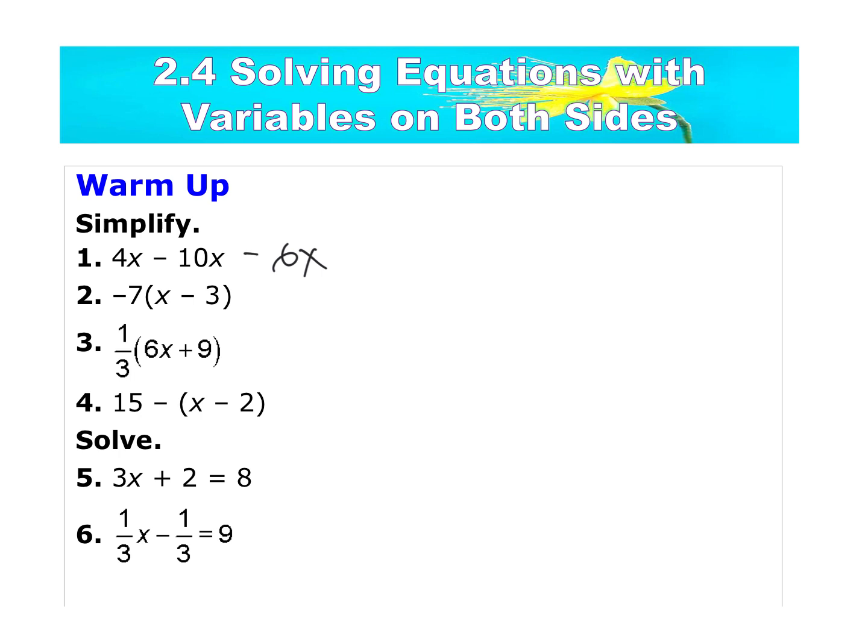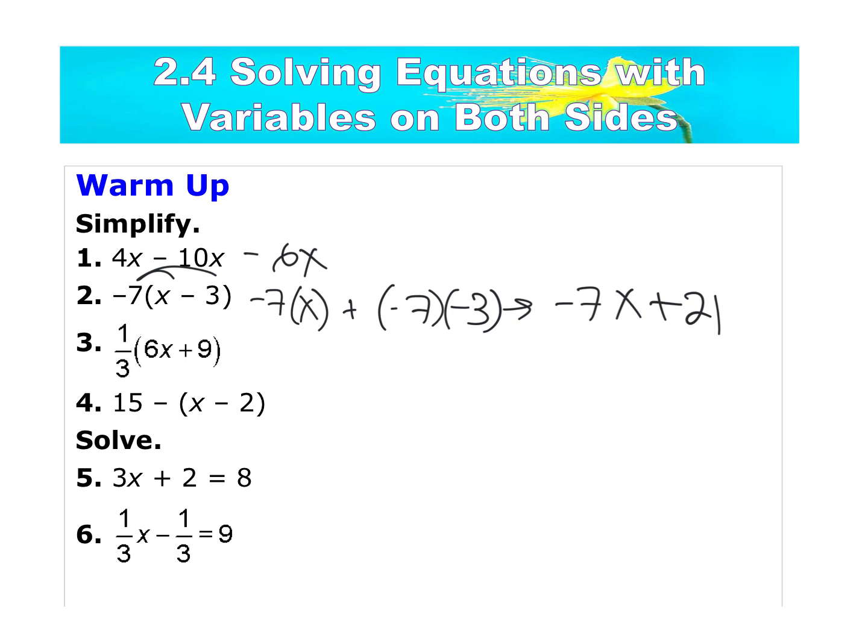Now, for the second one, we're going to distribute the negative 7 to the x and to the negative 3. So we're going to get negative 7 times x plus negative 7 times negative 3, which is going to give us negative 7x plus 21.